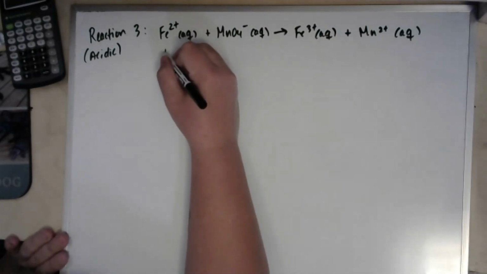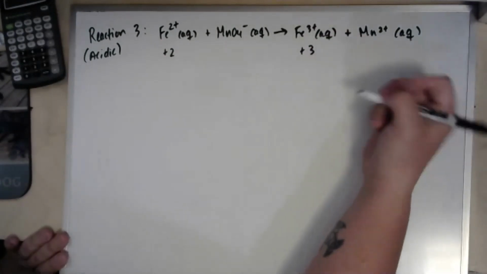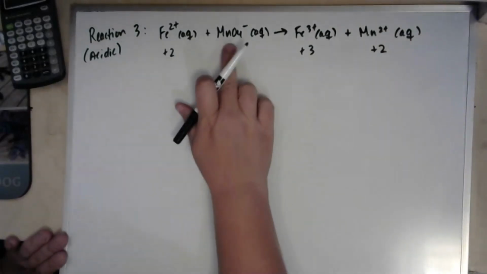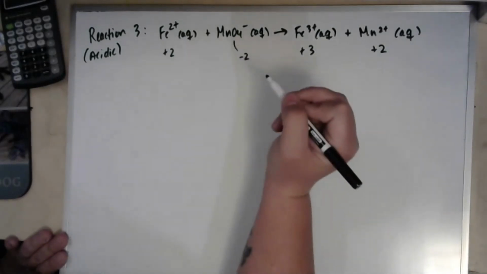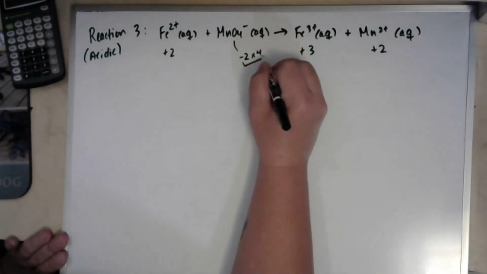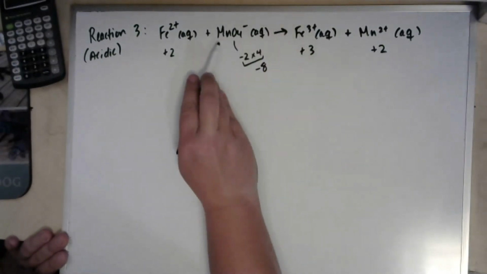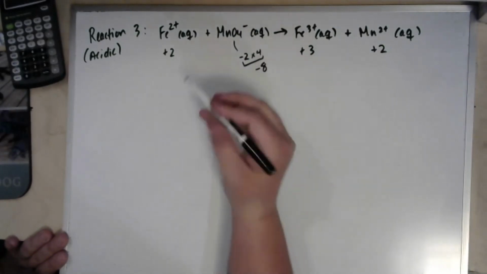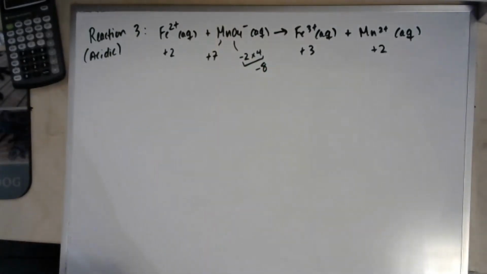So we're going to start by writing out our oxidation states. Iron's +2 here, and it's +3 on the product side. The manganese ion is going to be +2 over here. And in the MnO4 minus, each oxygen is going to have a -2 oxidation. So the total contribution from oxygen is going to be a -8. The oxidation state of manganese and oxygen has to add together to be -1. That means the oxidation of manganese has to be a +7.